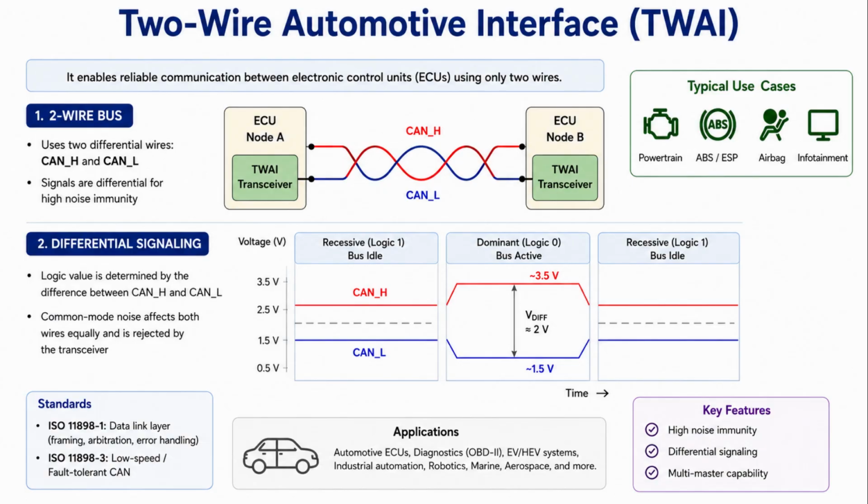CAN has two important bus states. The recessive state represents logic 1. The bus is essentially idle with both lines sitting around the same voltage. The dominant state represents logic 0. In the dominant state, CAN H rises while CAN L falls, creating a differential voltage that the receiver detects. CAN is used extensively in automotive, industrial automation and robotics. So whenever you think about robust communication in a noisy environment, CAN is an important interface to remember.